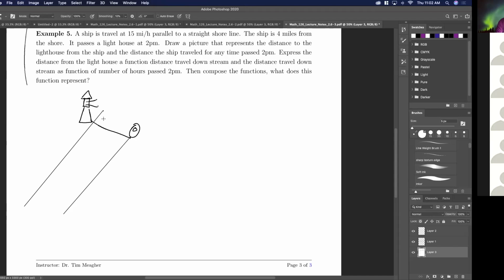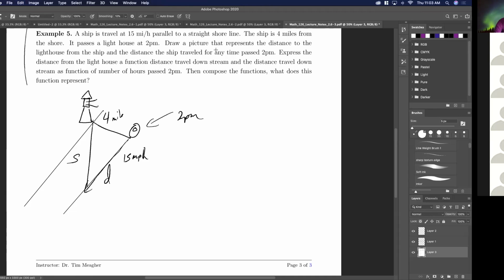And so we know what this is. This is 4 miles, right? Because it's 4 miles from the shore. And then this is where the ship is at 2 p.m. And we know the ship is traveling this way at 15 miles per hour. And I want to know what this distance is. We're going to call this S, and we're going to call this distance D. So we want to know what S is at any point past 2 p.m.